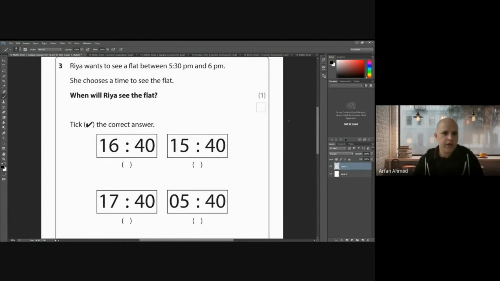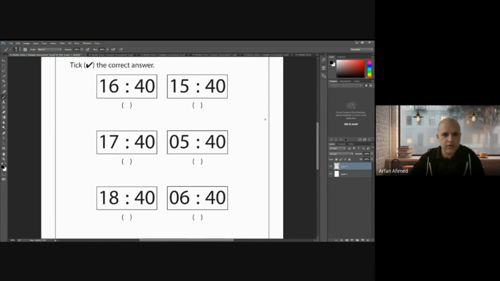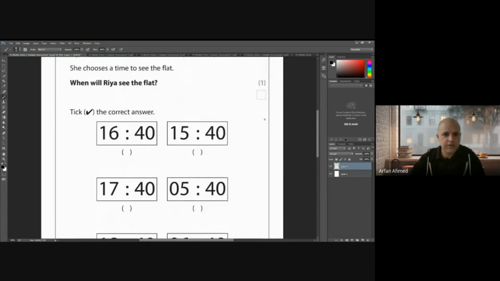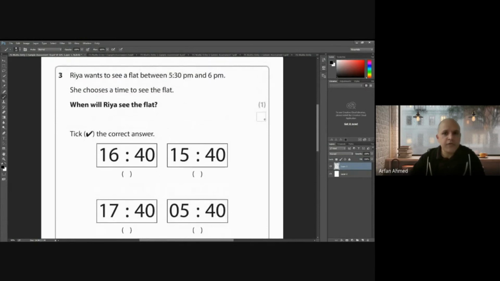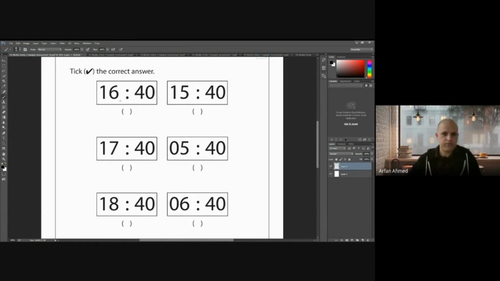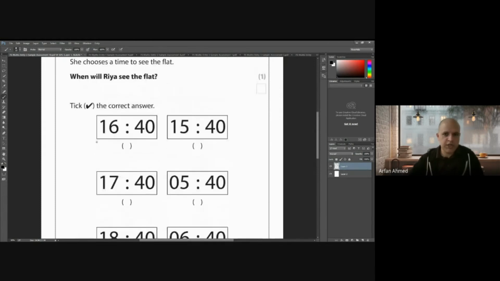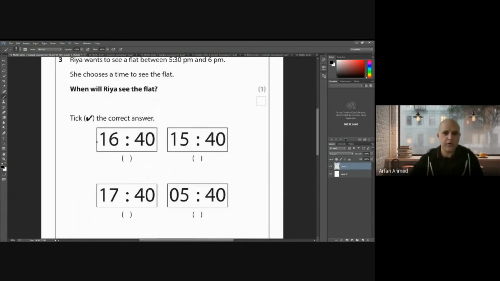Question 3. Ria wants to see a flat between 5:30 p.m. and 6 p.m. She chooses a time to see the flat. When will Ria see the flat? 1 mark. Tick the correct answer. Okay, so these are different times between 5:30 p.m. and 6 p.m. So these are in 24-hour clock. So you need to know how to change from 12-hour clock to 24-hour clock.